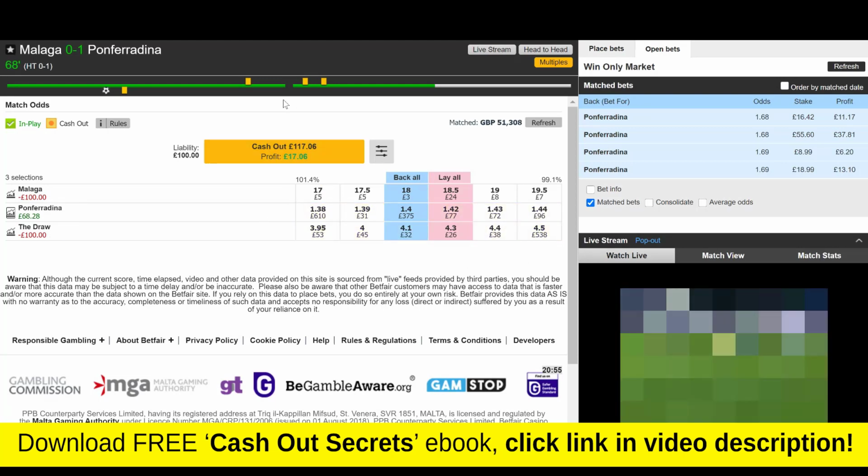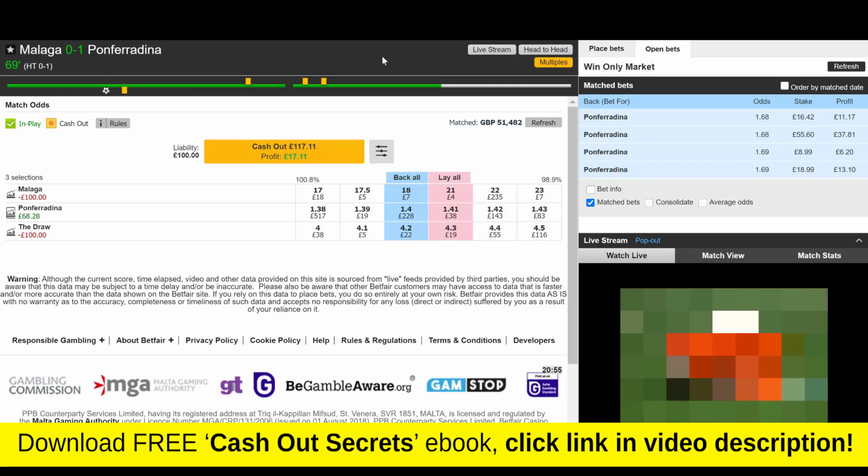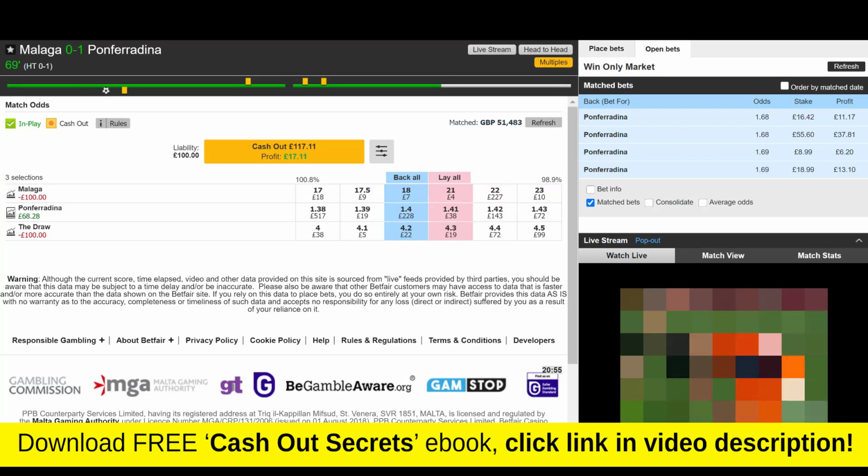We're going to let it keep rolling, and then as soon as we start to see anything develop from Malaga, then we close it out. But so far so good with this particular trade. Malaga 0, Ponferradina 1. 69 minutes on the clock.